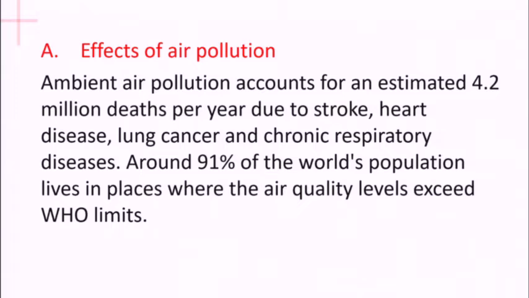Since air, water and land pollution are the three major types of pollution, let us see the effect of each of these in detail. Coming to the first one, effects of air pollution. Ambient air pollution accounts for an estimated 4.2 million deaths per year due to stroke, heart disease, lung cancer and chronic respiratory diseases. Around 91% of the world's population lives in places where the air quality level exceeds the WHO limits.